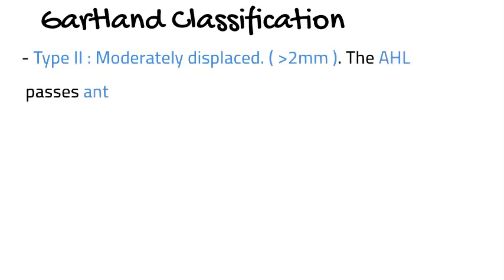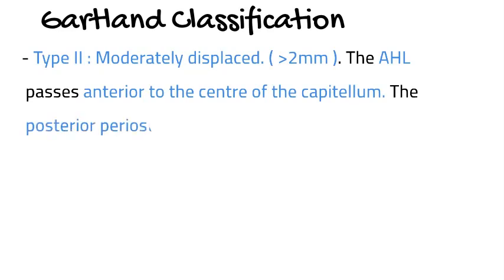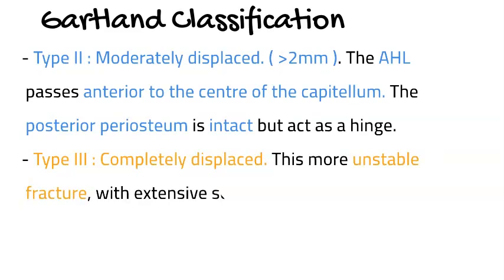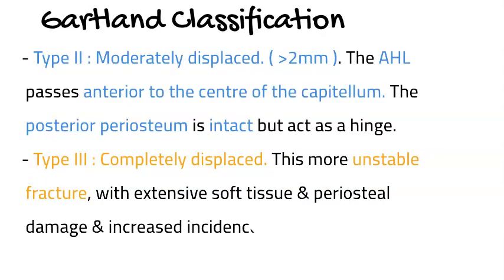Type 2, moderately displaced, more than 2 mm. The anterior humeral line passes anteriorly to the center of the capitulum. The posterior periosteum is intact but acts as a hinge. In type 3, completely displaced, this is a more unstable fracture with extensive soft tissue and periosteal damage and increased incidence of neurovascular injuries.